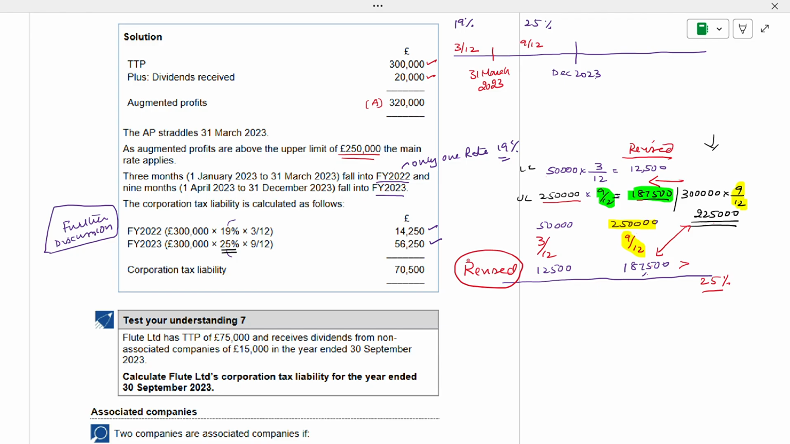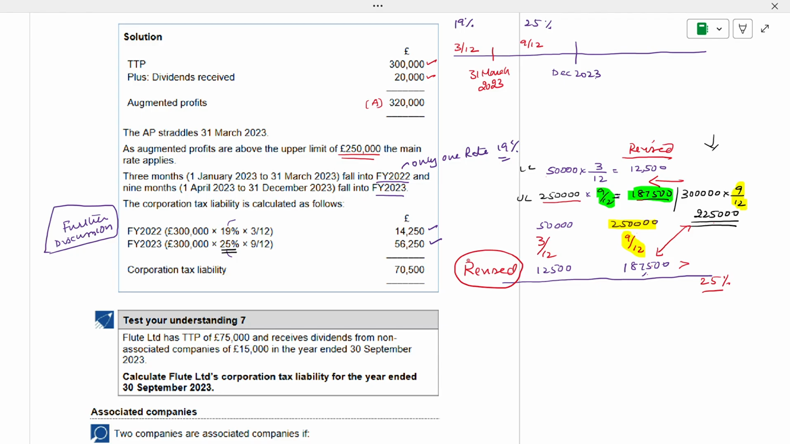This will never be given in the question. They say very clearly, upper limit 50 and 250 will be there. If the augmented profit is in between this, then you have a marginal relief. You go with the answer given in the text, and the answer done from your side. In both the cases, the results will be the same.